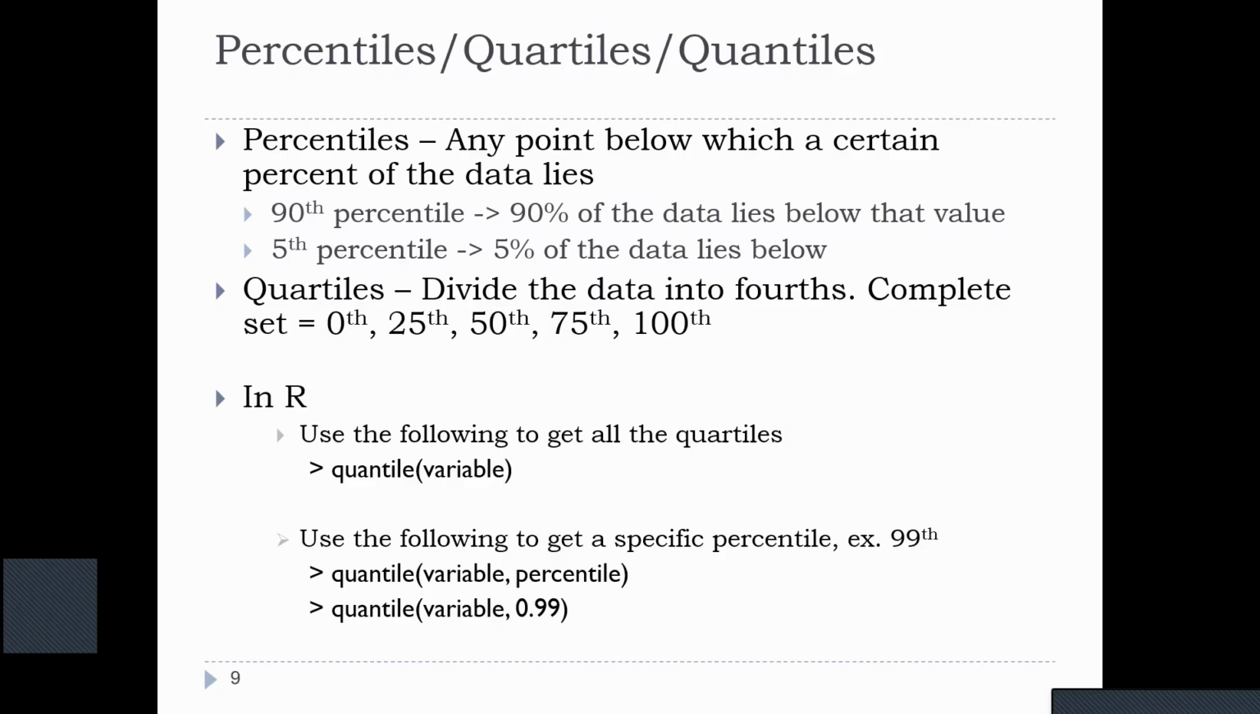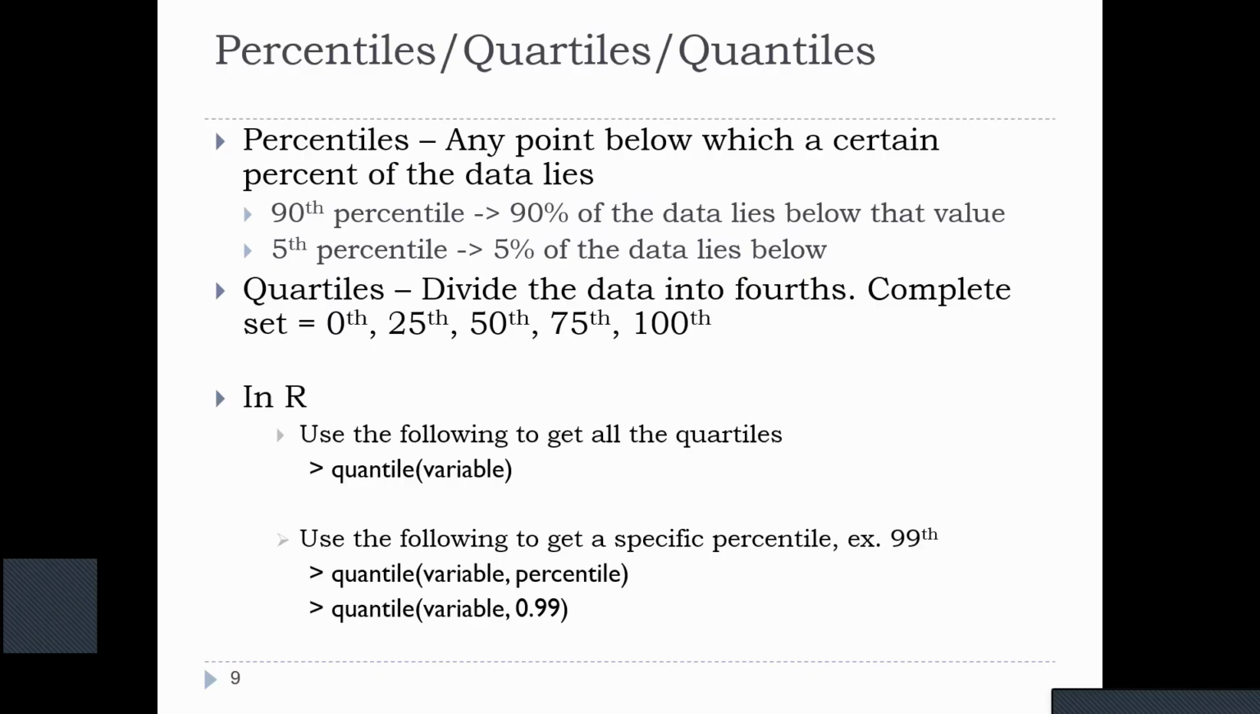We often talk about quartiles, which divide the data into fourths. Technically the 0th is where you start, but then we look at the 25th, the 50th, the 75th, and then the 100th accumulates all of the data. If you want to just get all the quartiles, then you can use in R the quantile function. Say quantile and then the variable, and it will give you all of these.